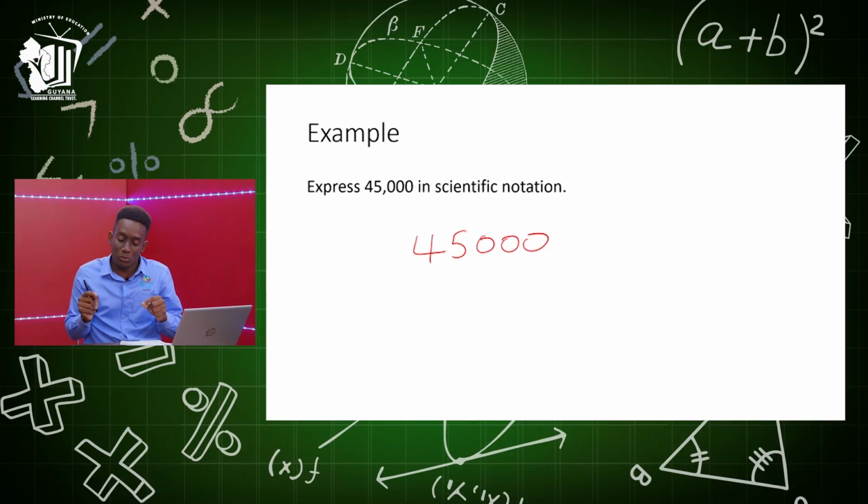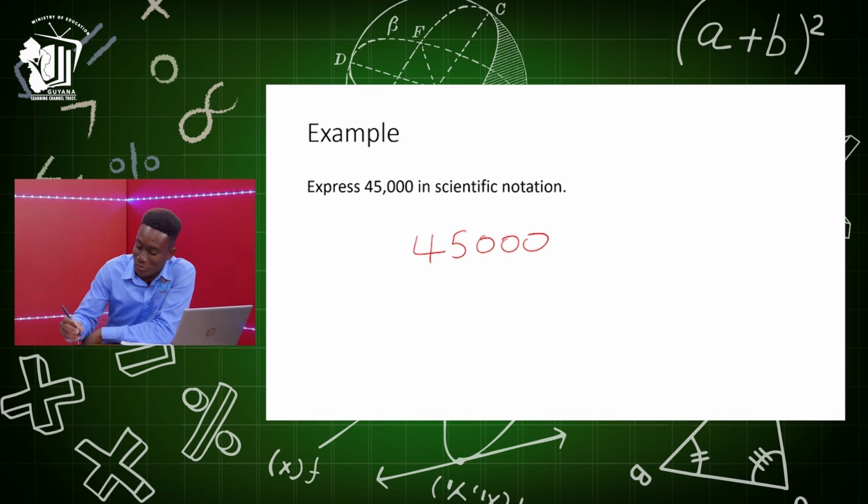So let's look at 45,000. The first thing we want to do with this 45,000 is move the decimal point and put it between the first two digits, so that we have a number greater than 1 but less than 10. Or we can say the first two non-zero digits. We know the decimal point is here, at the end of the number. So we move it 1, 2, 3, 4.